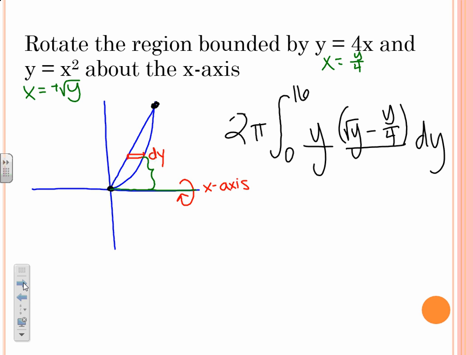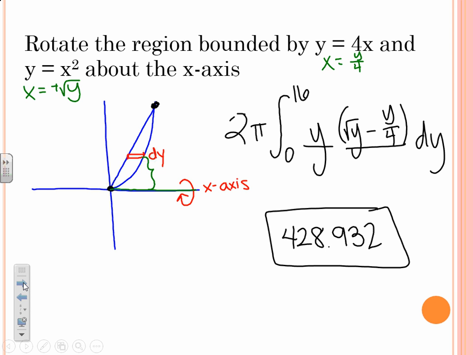What do we get? 21 point what? 8,171. 24.7. Not bad. Okay, Sammy, what'd you get? 428.932. Jeez. Jake, is this what you got? Yes. You put it in your calculator. That's what you got. Okay.